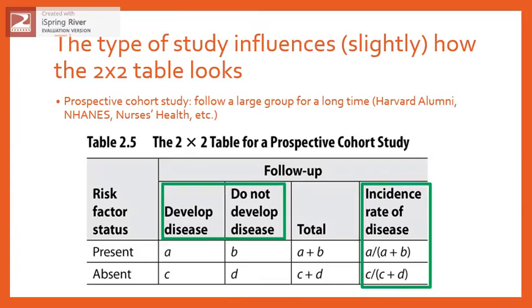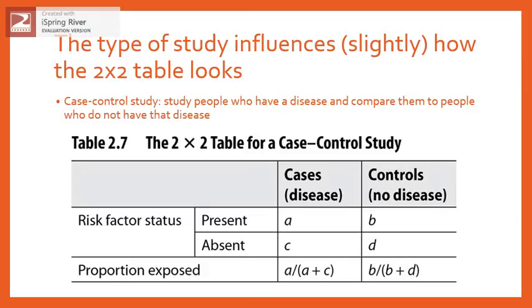Calculate the incidence rate of disease with a prospective cohort. Alright, there's another type of study called a case control study. It's pretty similar, but it's a little bit different because it's not prospective. You don't watch people over time. What you do is you take what we call cases and compare them to controls.